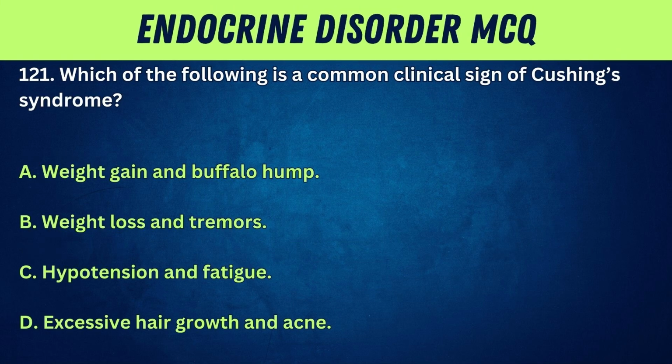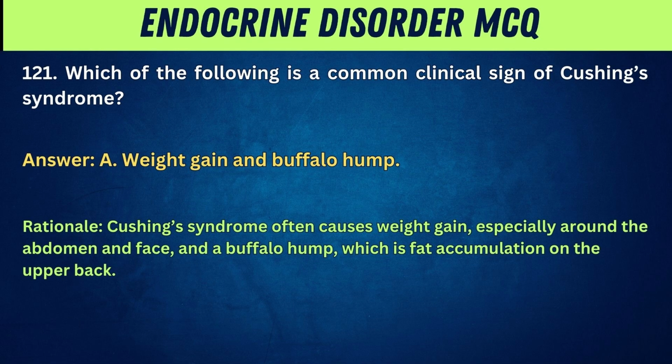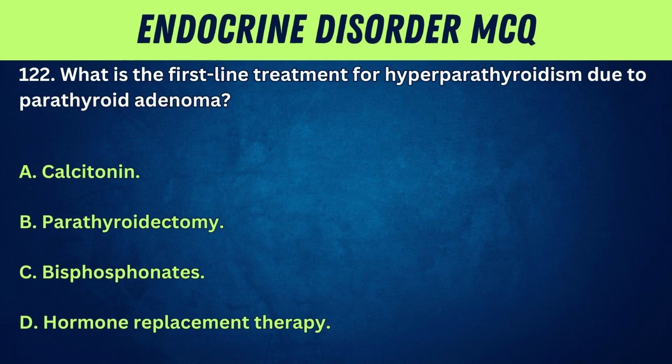121. Which of the following is a common clinical sign of Cushing's syndrome? A. Weight gain and buffalo hump. B. Weight loss and tremors. C. Hypotension and fatigue. D. Excessive hair growth and acne. Answer: A. Weight gain and buffalo hump. Rationale: Cushing's syndrome often causes weight gain, especially around the abdomen and face, and a buffalo hump, which is fat accumulation on the upper back.